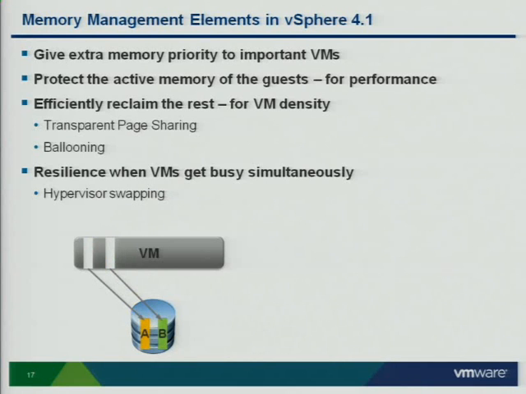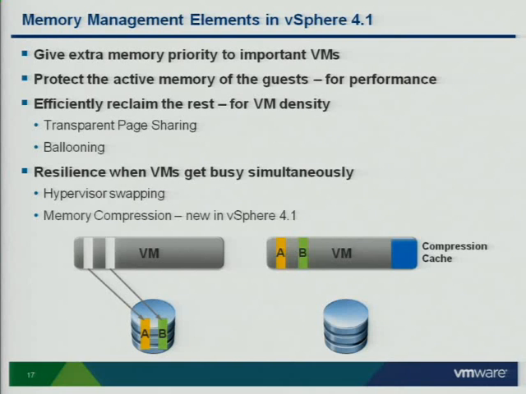Now, the problem with swapping to disk is it's slow. Disk is 1,000 times or so slower than memory accesses. So you want to do this as little as possible. So we make it our last resort method of reclaiming memory. But we've added to ESX 4.1 a new technology called memory compression that reduces the penalty of this hypervisor swapping.